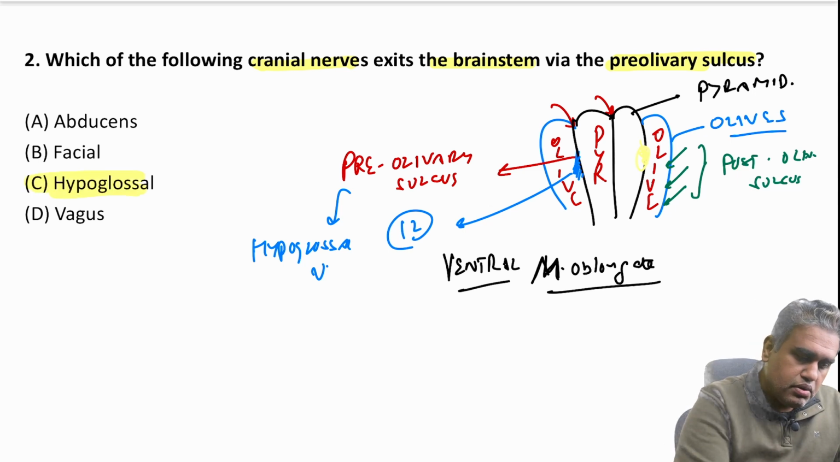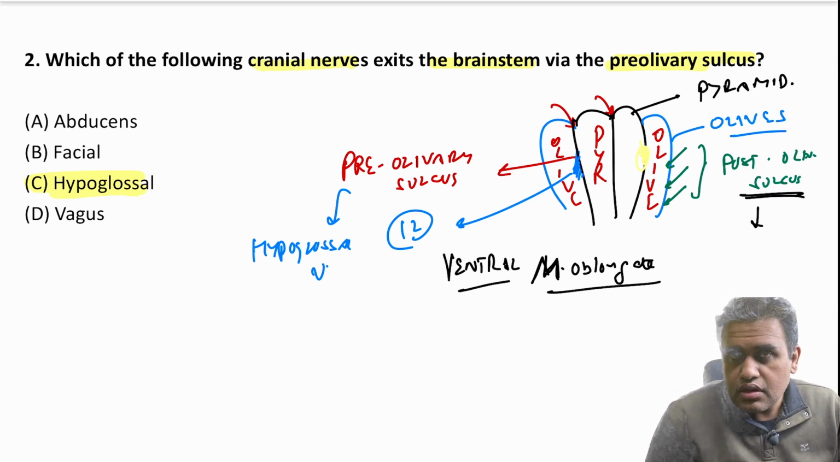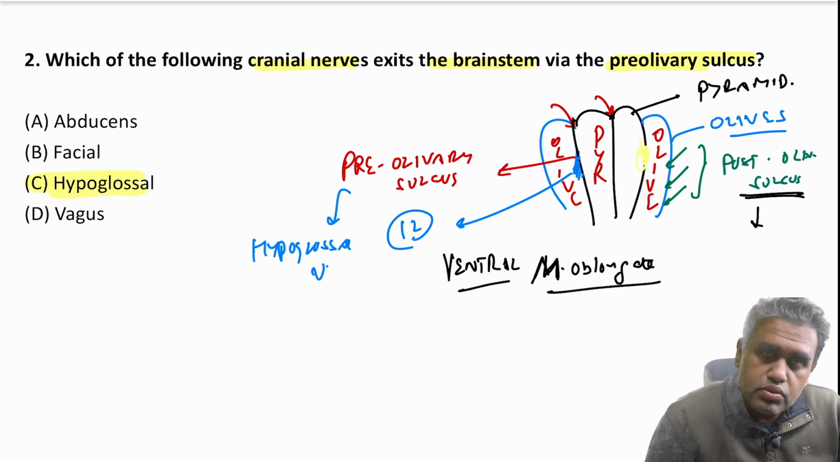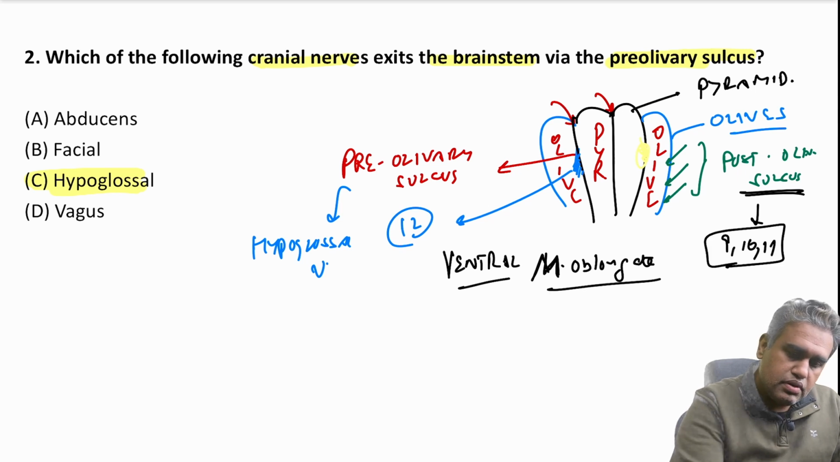But if tomorrow they ask you about the post-olivary sulcus, all the remaining nerves which come from the medulla, apart from the 12th, come from the post-olivary sulcus. What are those? 9th, 10th and 11th. They are coming from the post-olivary sulcus. So remember, post-olivary we have 9th, 10th, 11th, and pre-olivary we have the hypoglossal nerve, the answer over here.